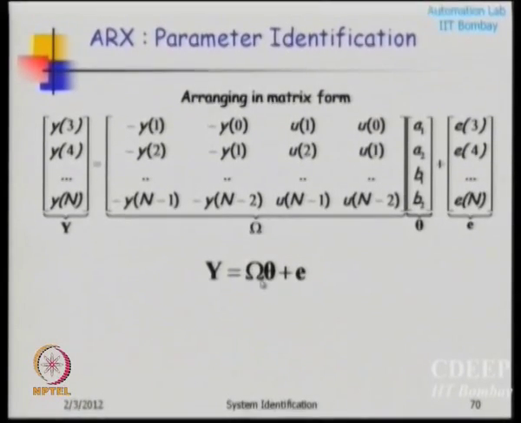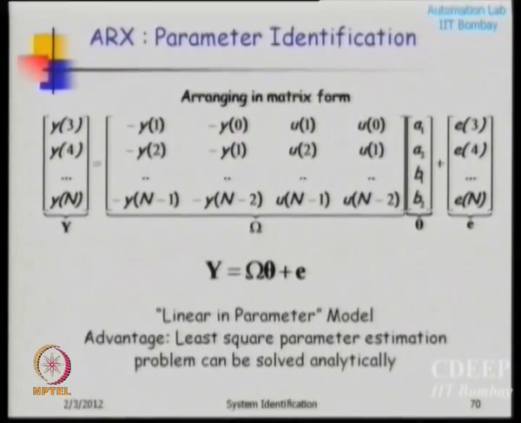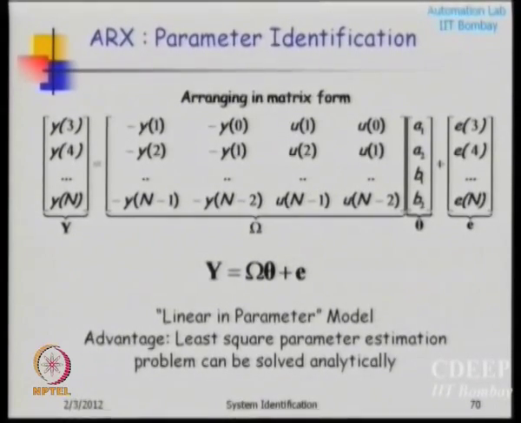Now, I want to estimate theta. Eventually, I also want to estimate E, but E are the errors, right? So I am going to estimate theta such that the sum of the squares of errors is minimized, least square estimation. All of you are aware of least square estimation. This is a linear in parameter model, a very nice model, and I can estimate the parameters analytically. I can solve the optimization problem analytically.